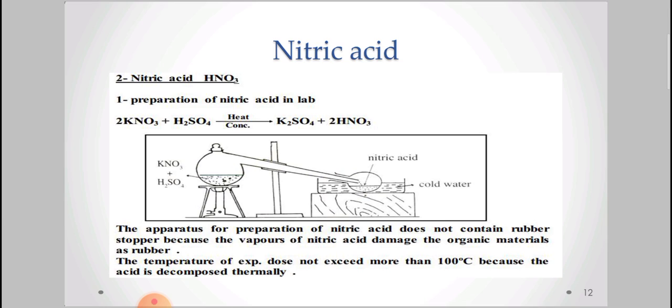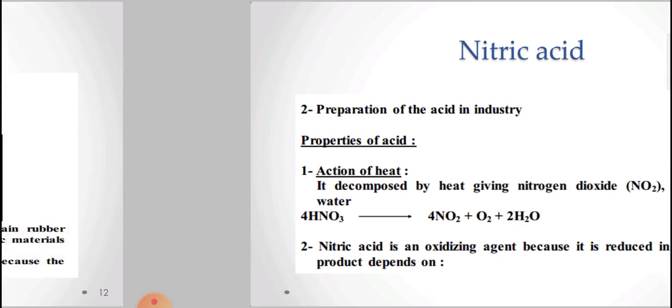Number 2, nitric acid, HNO3. Preparation of nitric acid: potassium nitrate plus concentrated sulfuric acid gives potassium sulfate and nitric acid. The apparatus for preparation of nitric acid doesn't contain a rubber stopper because the vapors of nitric acid damage organic materials such as rubber. The temperature of the experiment doesn't exceed 100 degrees Celsius because the acid decomposes thermally.